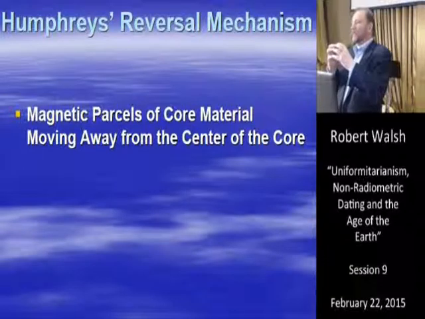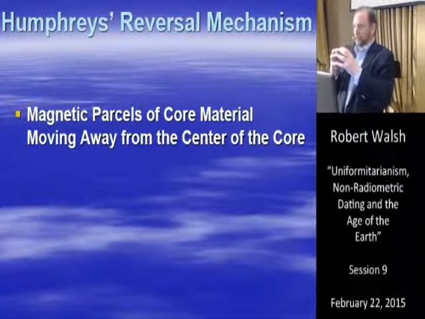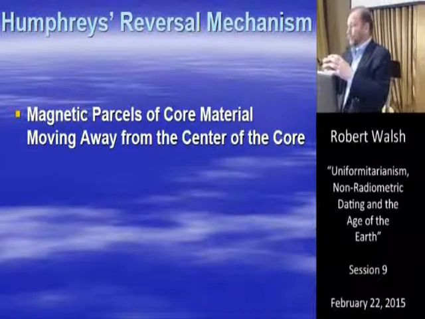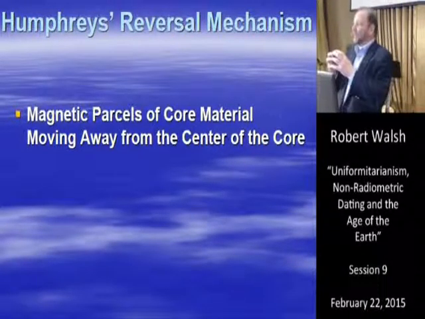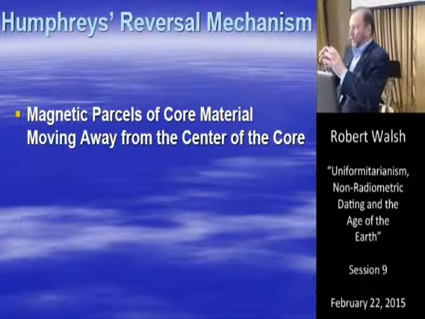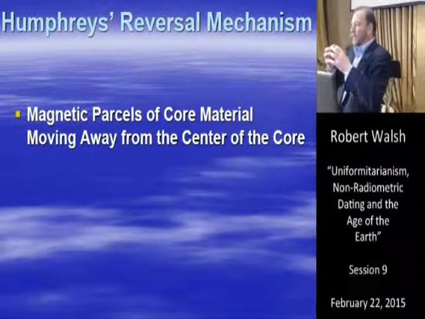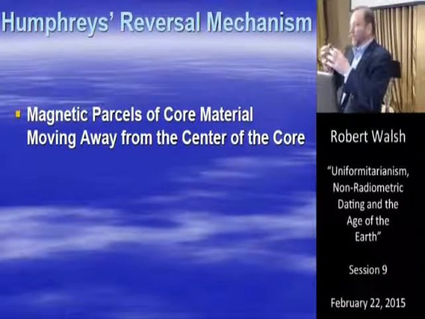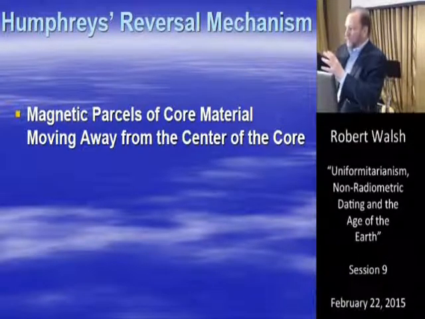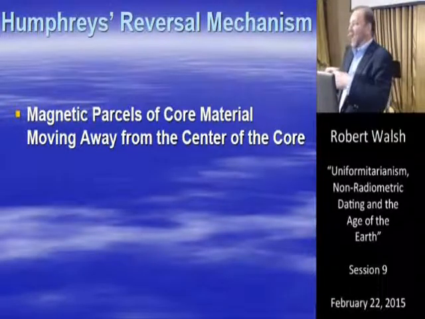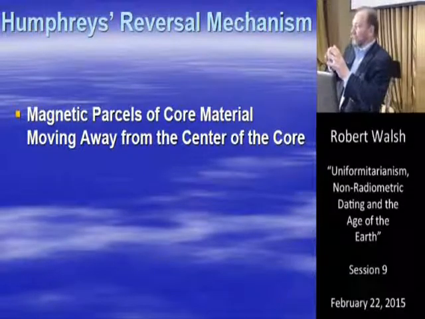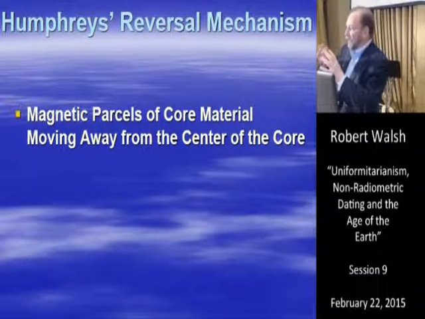What Humphreys argues is that during the flood phenomena, the core became very chaotic and turbulent for various reasons. And what happened during the flood year and beyond was the little pieces, if you will, of the core, being hot and viscous and so on, moved toward the surface. But because they're hot and very active electromagnetically, they changed the magnetic field as they moved.